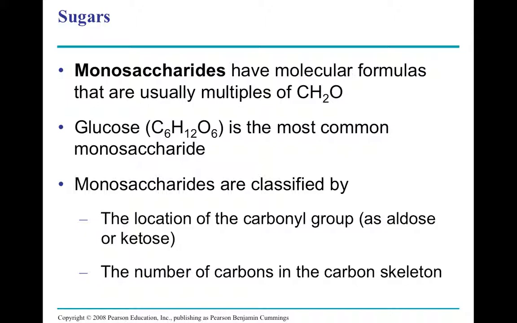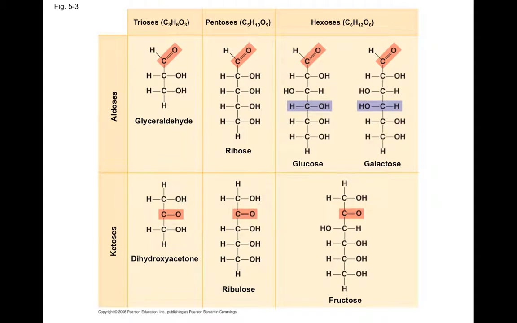Monosaccharides are classified by the location of the carbonyl group and the number of carbons in the carbon skeleton. What we mean by this is, as you can see in the orange rectangle here, the C and the O, the carbon and the oxygen, that is the carbonyl group. And you can see it can either be an aldose or a ketose. An aldose has the carbonyl group at the end of the chain, while a ketose has it in the middle, within the chain. So aldose outside, ketose inside.